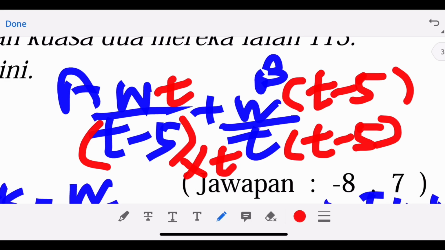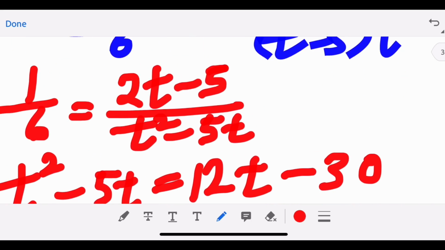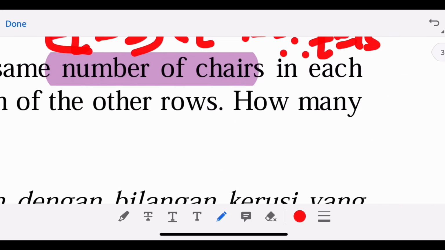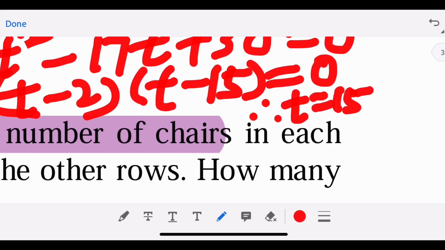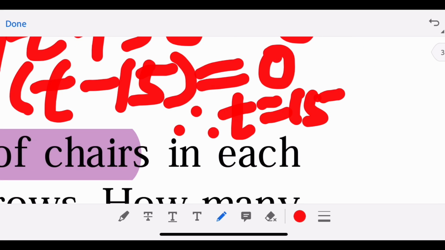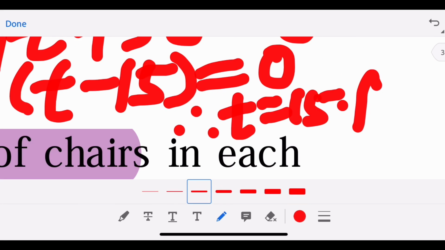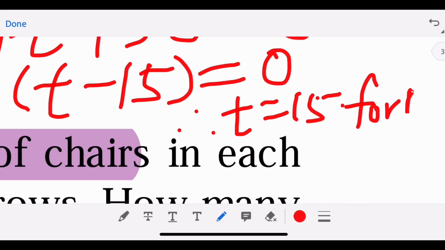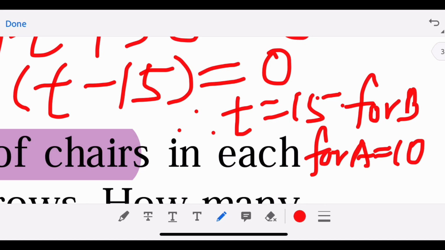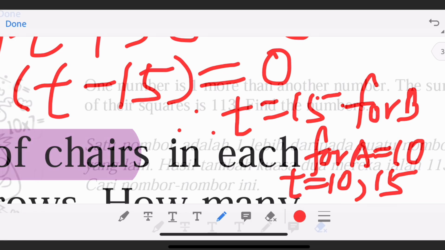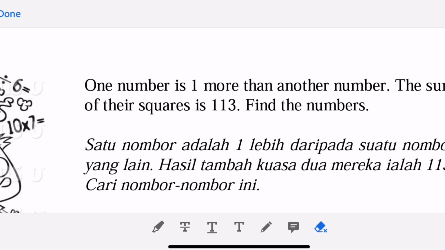So it's not logical for t to be equal to 2. So logically t should be 15. So we will actually take t equals 15 for B, if B works alone. And then for A it will be 15 minus 5, which is 10. Right, so this is how you solve it. Maybe you got another solution, you can use your own method, no problem. So basically when you solve, you will come back to a quadratic equation and then you have to factorize, right?